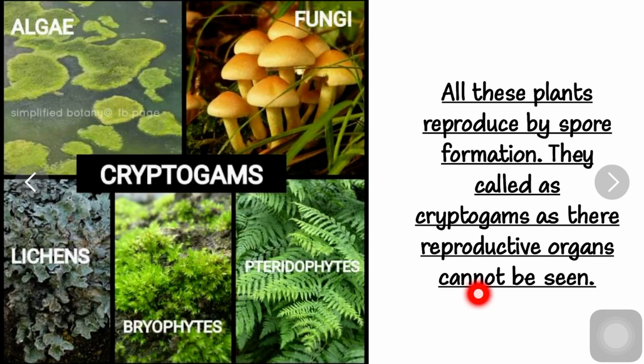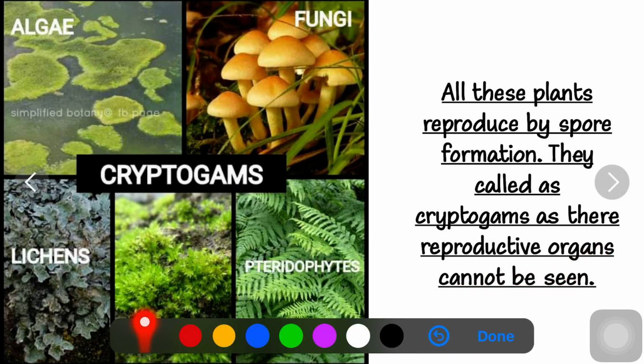All these plants reproduce by spore formation. They are called cryptogams as their reproductive organs cannot be seen. It is derived from the name cryptos meaning hidden, gams meaning reproductive organ, that is, hidden reproductive organ.